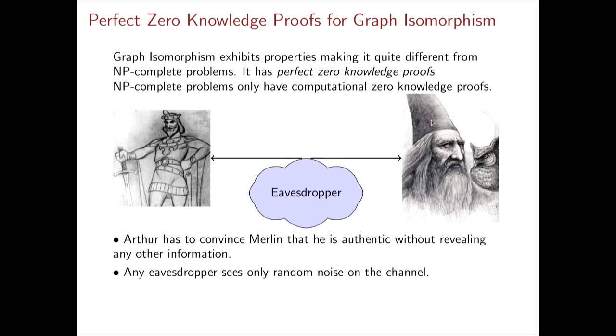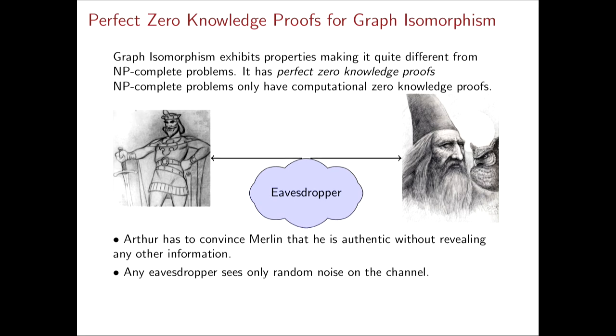So the idea is that the eavesdropper should be able to see only random noise on the channel. So it's a probability distribution that he could have generated himself. So in that sense, it is zero knowledge. Perfect zero knowledge means the distribution that is generated is identical to the distribution that is in the communication between Arthur and Merlin. Computational zero knowledge means that a polynomial time adversary cannot see any difference between the two.